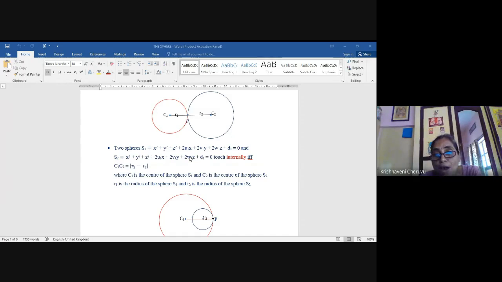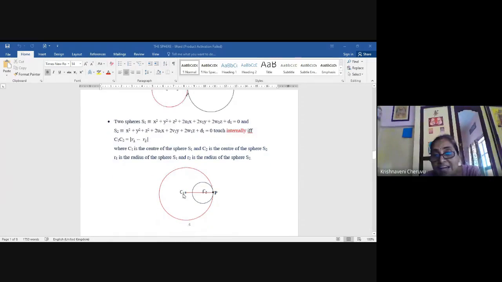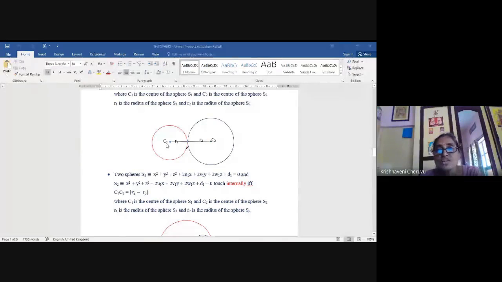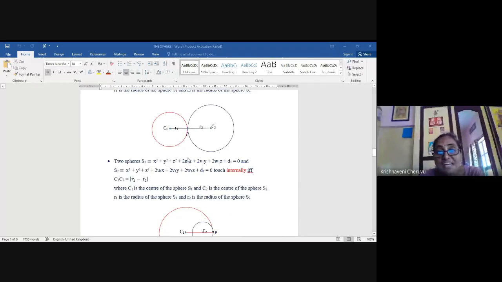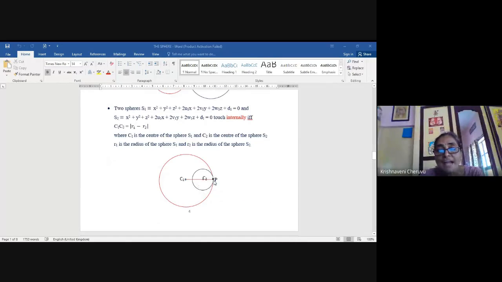Here, for the point of contact P, both C1 and C2 lie on the left side of P, whereas in the external case, for the point P, C1 is on one side and C2 is on the other side. When the spheres touch externally, P is the internal point of division, and C1 and C2 lie on either side, whereas when the spheres touch internally, P is the point of division of the line C1C2, but both the points C1 and C2 lie on one side of P.